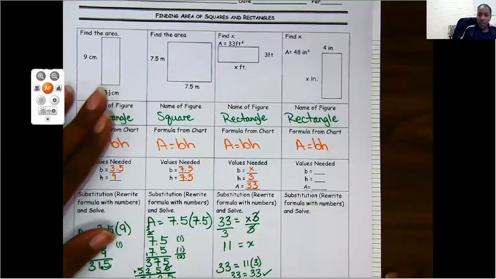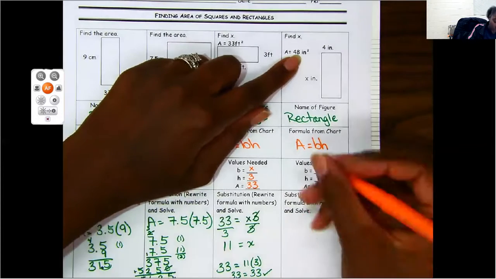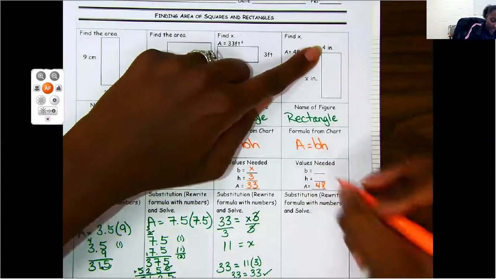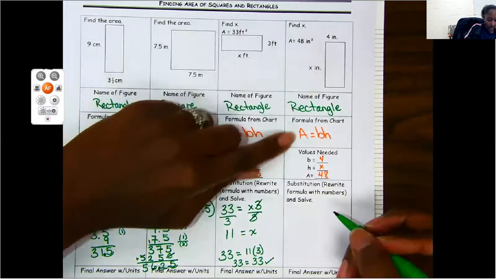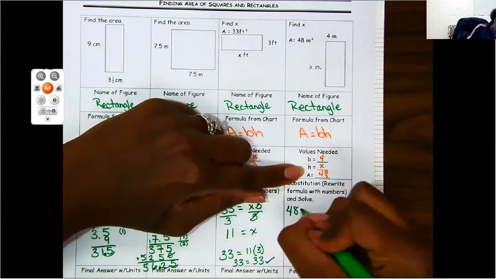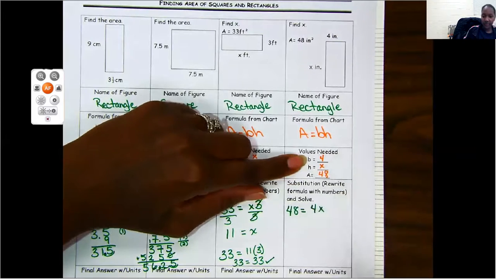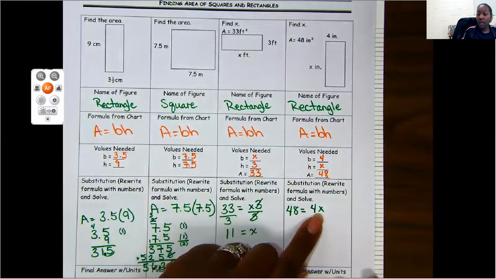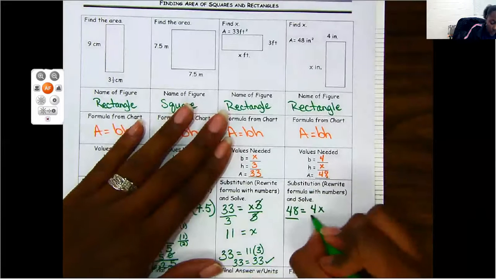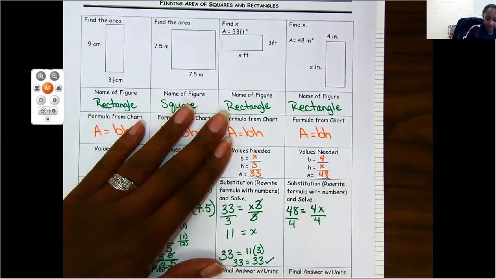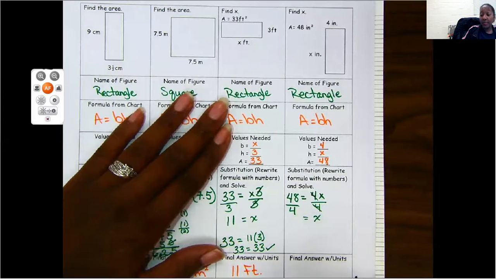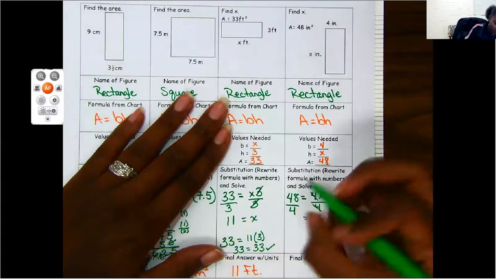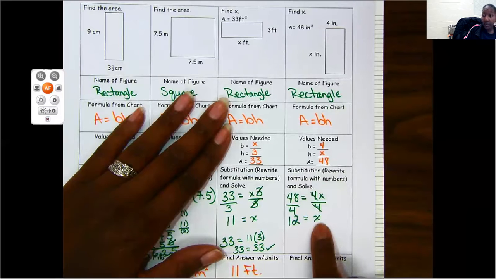All right, one more. Again, they have given us the area, so I'm going to fill that in. They've given us the base this time, and I don't know what my height is. So area is 48 equals 4 times x. Because this is multiplication, the opposite to solve for the missing variable would be division. So I'm going to be dividing both sides by 4. 4 divided by 4 leaves me with x. 48 divided by 4 will give me 12.